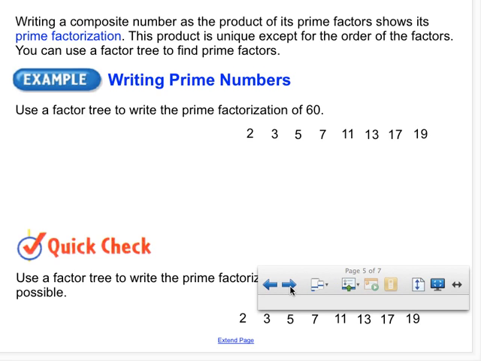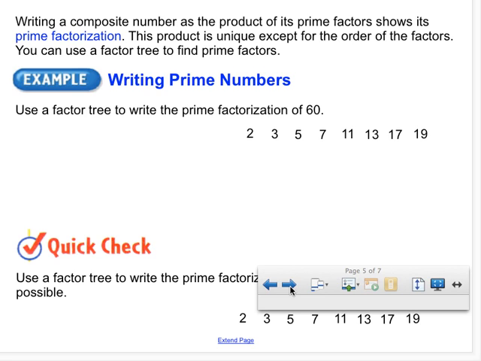So writing a composite number as the product of its prime factors shows its prime factorization. This product is unique except for the order of the factors. You can use a factor tree to find prime factors. So in my example, we are going to get the prime factors of 60, and we're going to make a factor tree for 60. Now, some of you, if you know how to make a factor tree, go ahead.